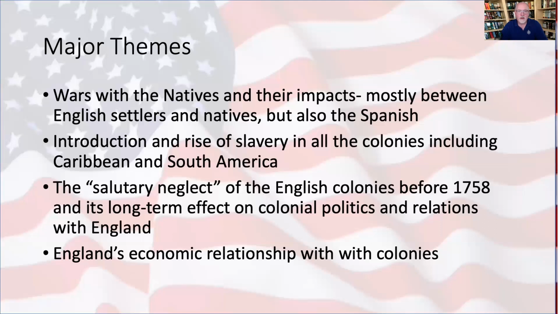The introduction and the rise of slavery in all of the colonies, including the Caribbean, South America, North America, helped the rise of what became known as large cash crops, primarily in the early colonies, tobacco, and in the Caribbean, sugar. These were key to the economic developments of the Caribbean and the middle colonies, Virginia, North Carolina, South Carolina, that survived and basically thrived on the production of tobacco.